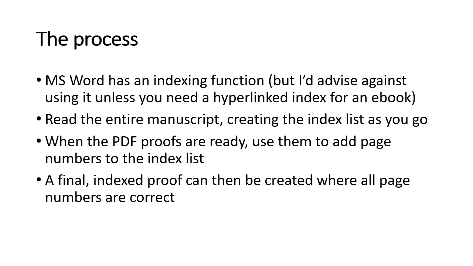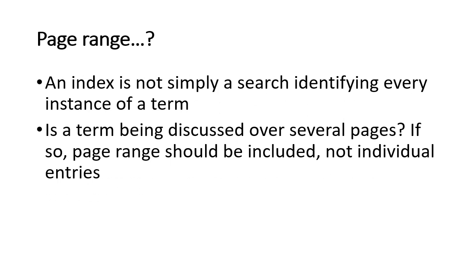So what does the process look like? Well, there's an indexing function in Microsoft Word. My advice would be, if you're new to this, not to use that unless you want to create a hyperlinked index for an ebook, and that's quite a technical process. So my advice would be to avoid that indexing function and instead read the entire manuscript, creating the index list as you go. That can be done before the final proofs are completed, but after the text has been finalized. And when the PDF proofs are ready, either from your publisher or from yourself if you're self-publishing, use them to add the page numbers to the index list, and then the final index proof can be created where all the page numbers are correct.